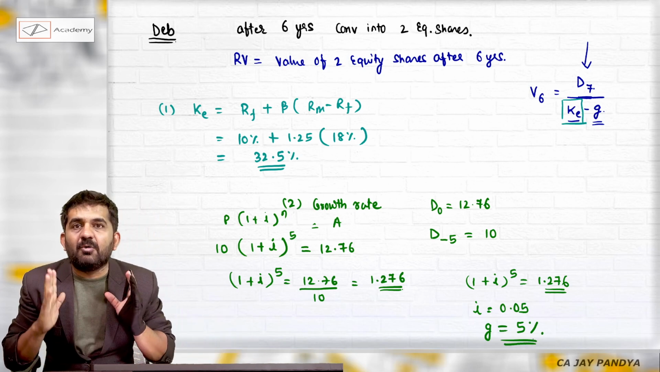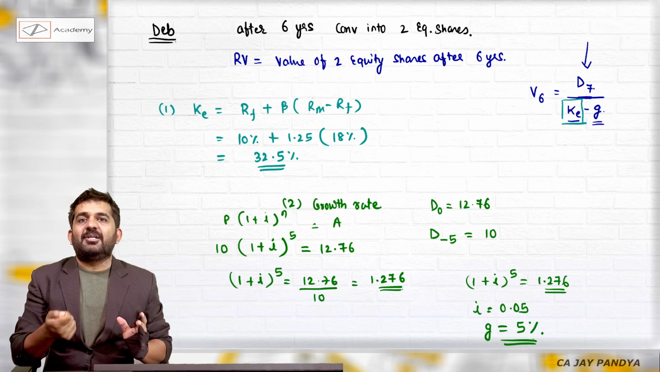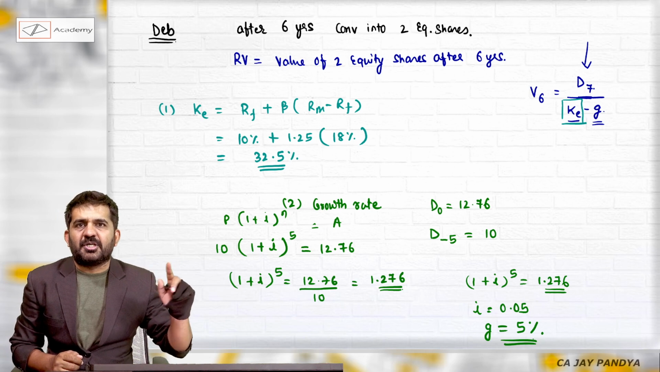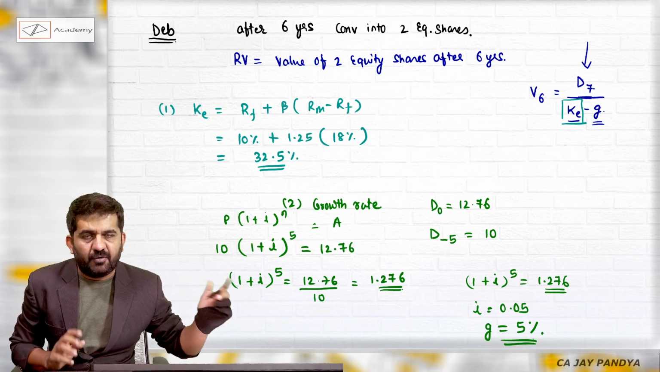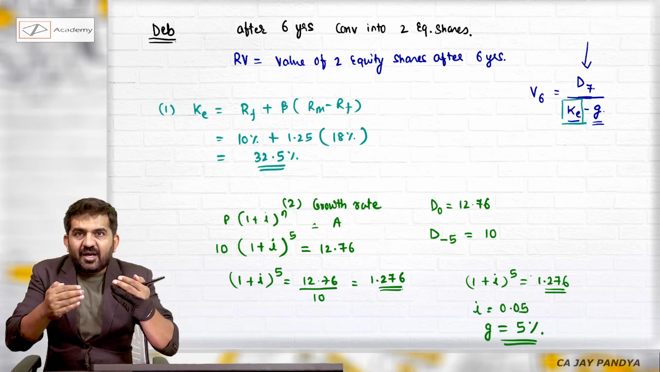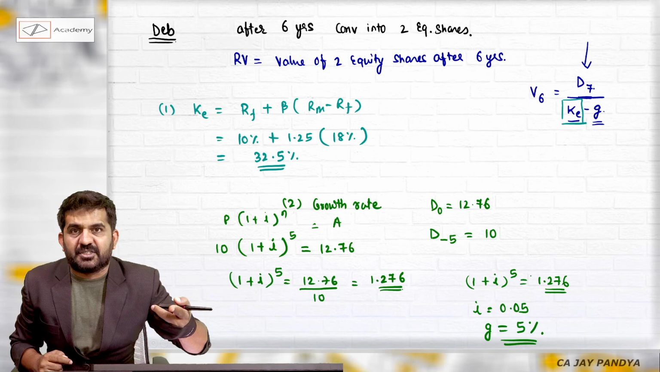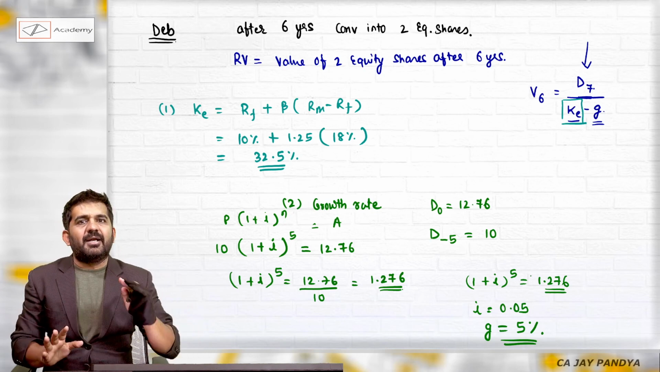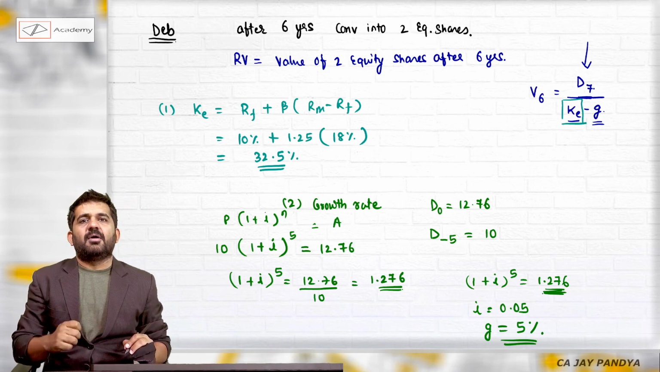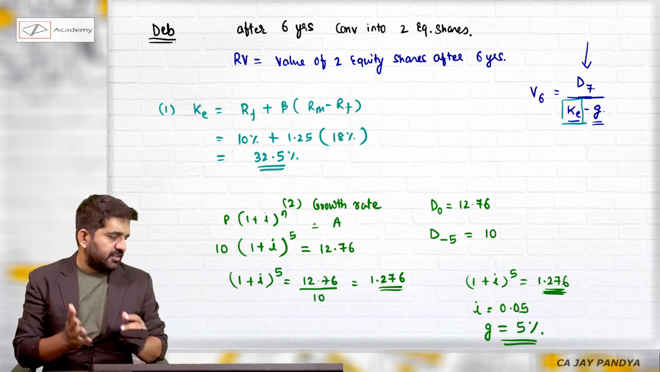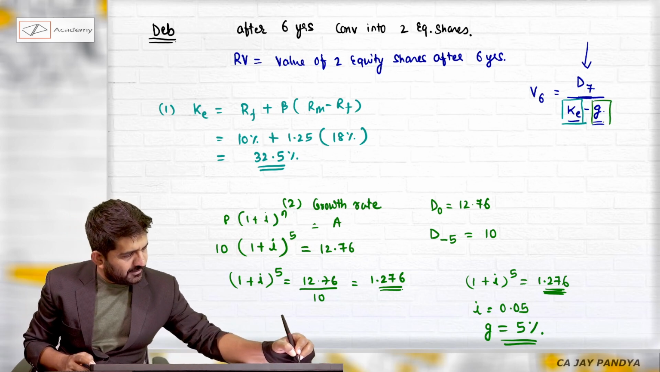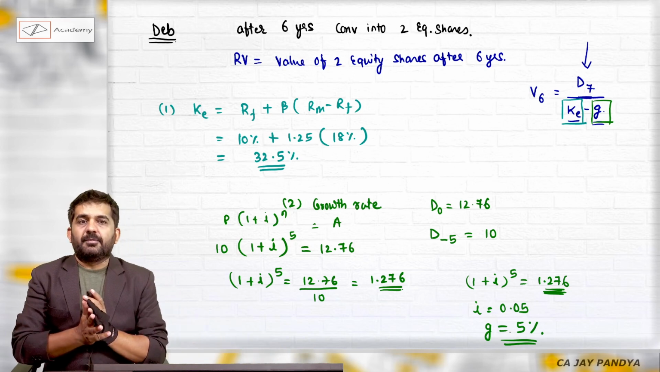Sir, if this table was not given, then in my calculator I'll try out 1 plus 3% plus 3% plus 3% plus 3% plus 3% for 5 years. I'll see whether the answer is matching with 1.276 or not. If the answer is lower, I'll try it with 4%, then I'll try it with 5%, and ultimately in my calculator also, I will get an idea that 1 rupee will become 1.276 after 5 years at 5% rate of interest. So growth rate also I have got the answer, which is 5%.